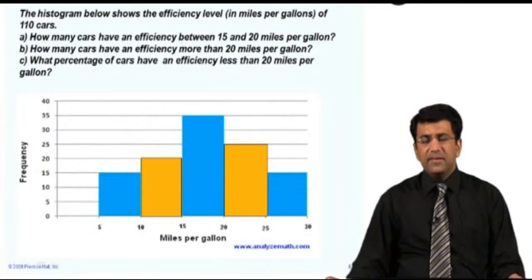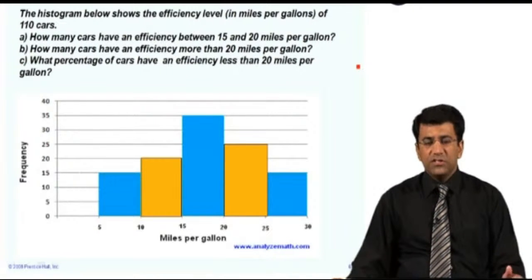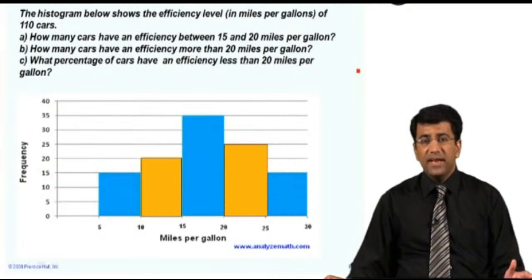Okay, let's take another example of a histogram. The histogram below shows the efficiency level in miles per gallon of 110 cars. Again, a car manufacturing company is interested to find out the efficiency level of their cars, and they conducted a survey in order to get this sort of data. Now suppose they are interested in questions like how many cars have an efficiency between 15 and 20 miles per gallon, and how many cars have an efficiency of more than 20 miles per gallon.